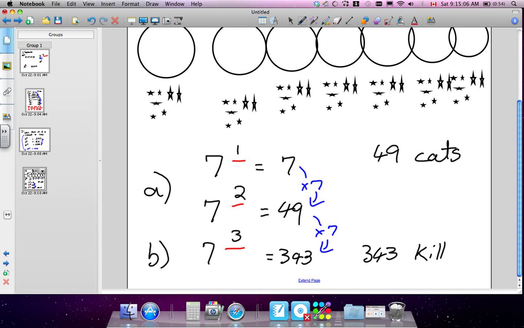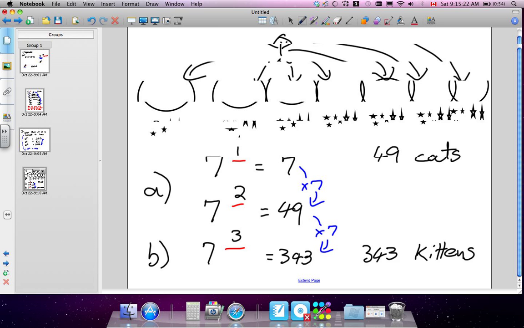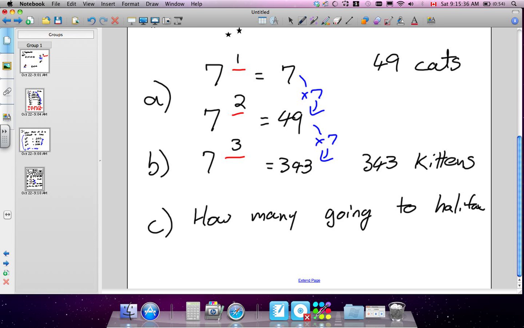Now, this is the tough part. The actual riddle says how many were going to Halifax. So we got to figure out how many things are going to Halifax. Well, first off, there's how many kittens. This is going to be our part C. This is where we answer the riddle, okay? So how many going to Halifax? Okay. So first of all, there's how many kittens?